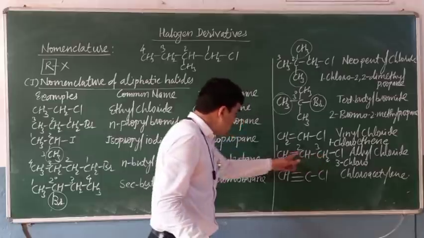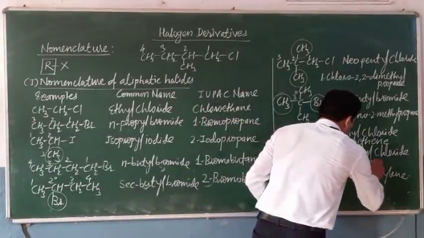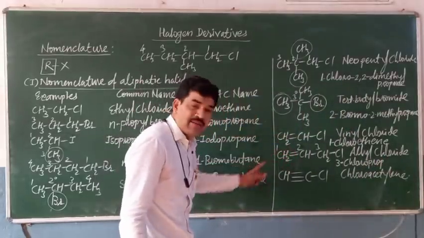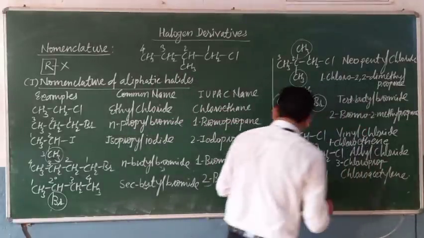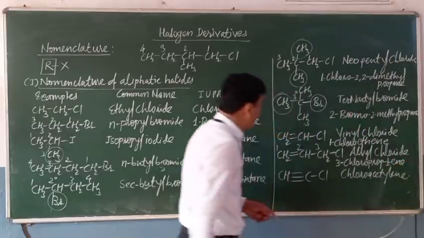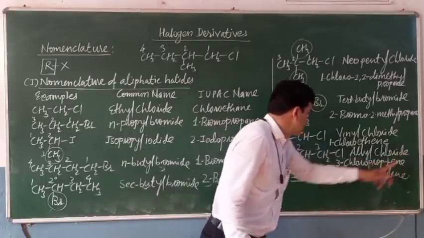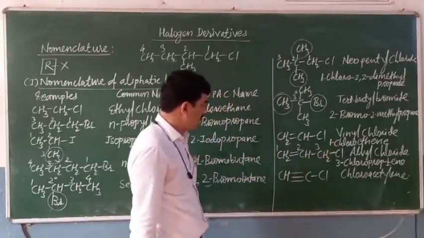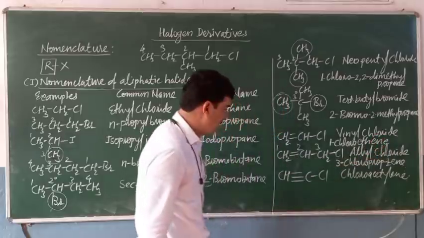Its parent alkane is propane, but from the name of propane, the suffix Ane should be replaced by Ene because there is a carbon-carbon double bond. Position of the double bond is 1, prop-1-ene. So it becomes 3-chloro-prop-1-ene. This is the IUPAC name of allyl chloride. Common name is allyl chloride, and its IUPAC name is 3-chloro-prop-1-ene.